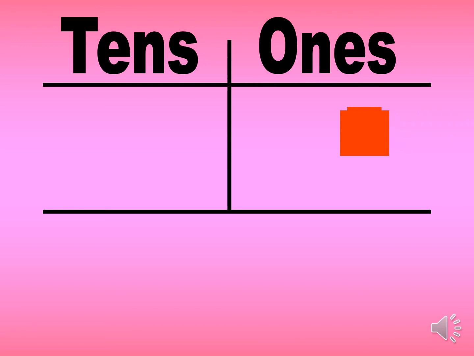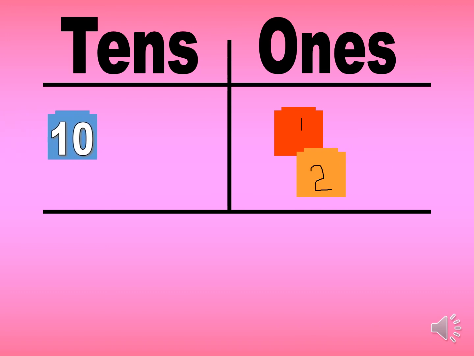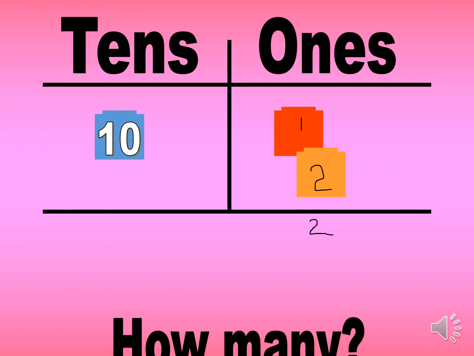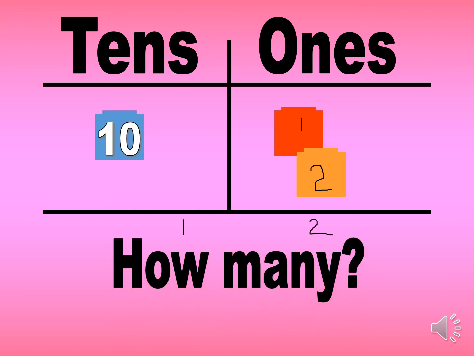How many tens and how many ones do I have? Let's count. 1, 2. I have 2 ones. How many tens do I have? 1. What's my number? 12.